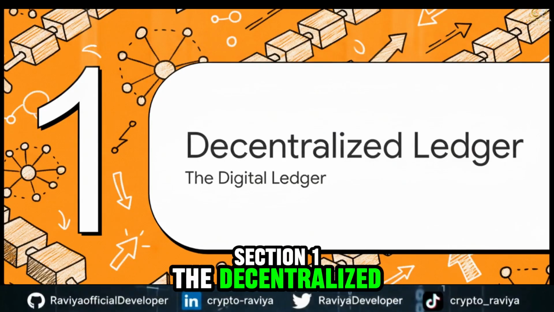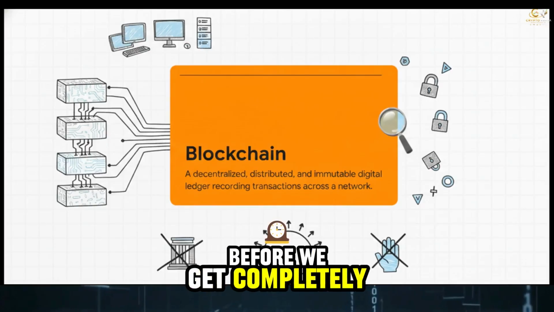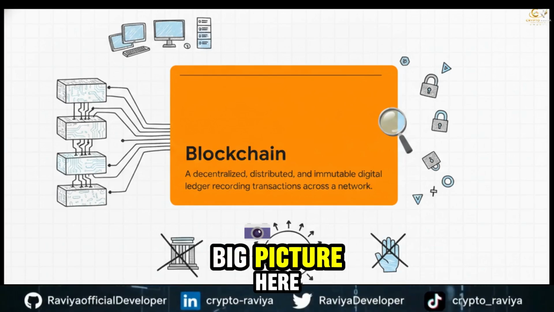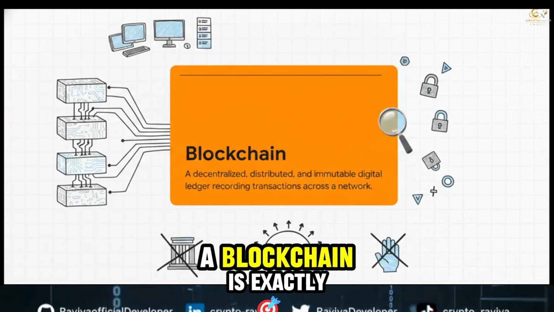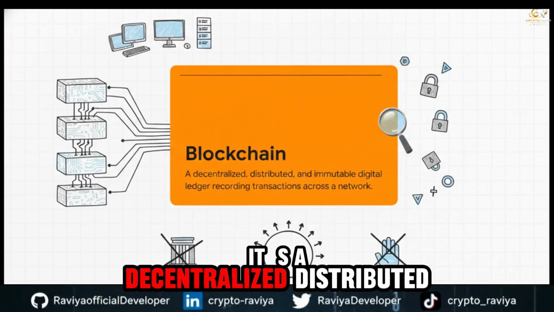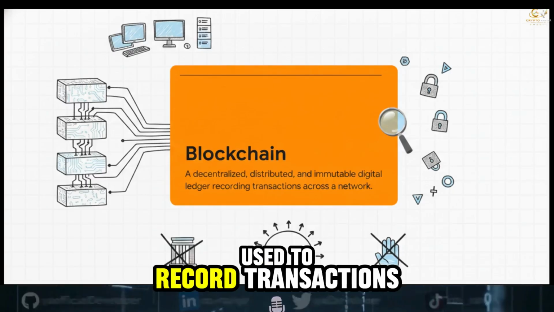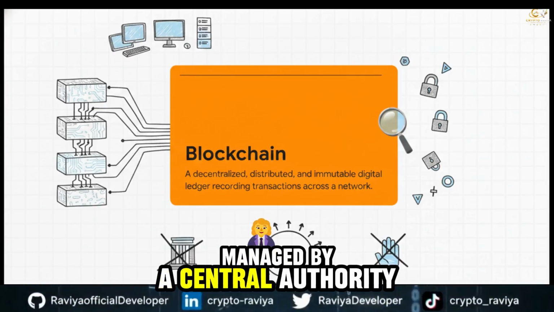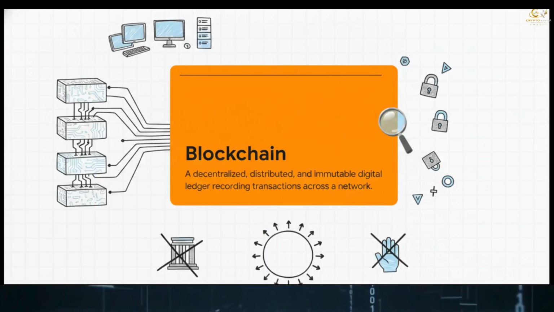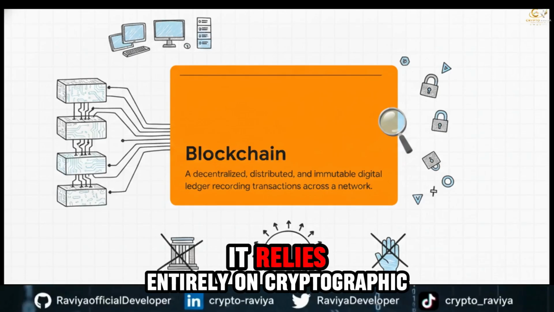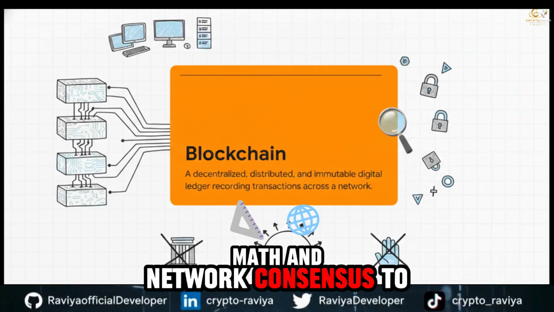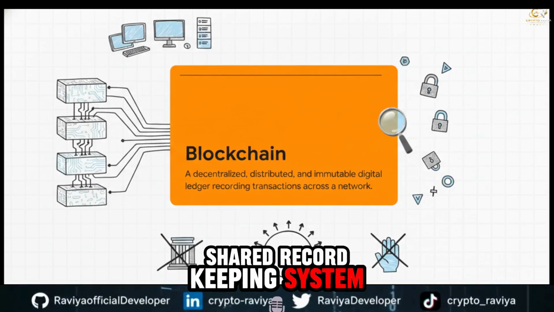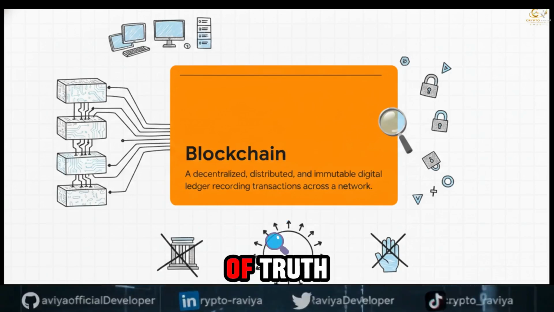Section 1. The Decentralized Digital Ledger. Before we get completely lost in the microscopic details of hashing and nodes, we really need to establish the foundational big picture here. At its absolute core, a blockchain is exactly what it sounds like. It's a decentralized, distributed, and immutable digital ledger used to record transactions across a vast network of computers. Think about a traditional database managed by a central authority, like a bank or a government. A blockchain flips that completely upside down. It relies entirely on cryptographic math and network consensus to establish trust. There's no middleman, no central intermediaries. It is simply a shared record-keeping system where the network itself is the ultimate source of truth.